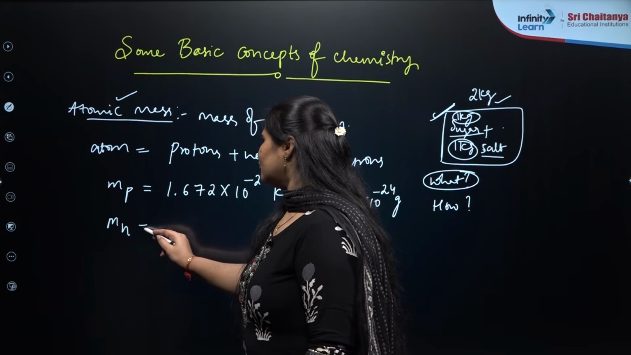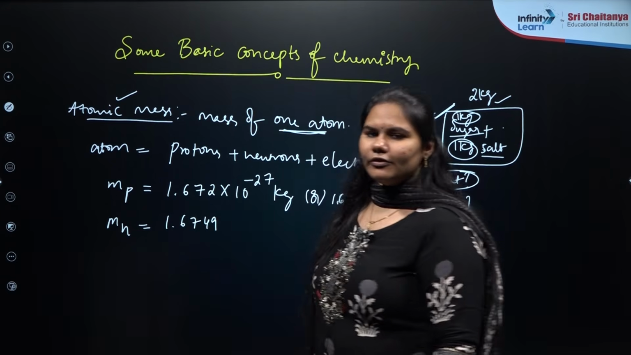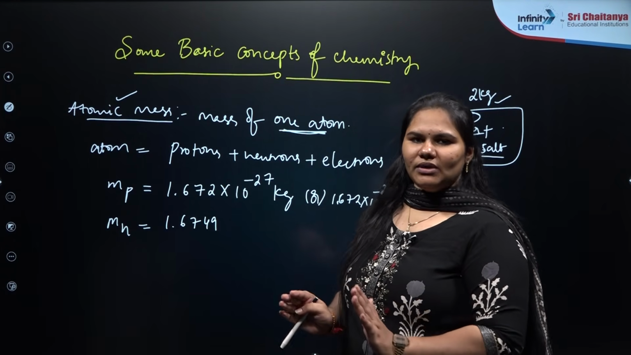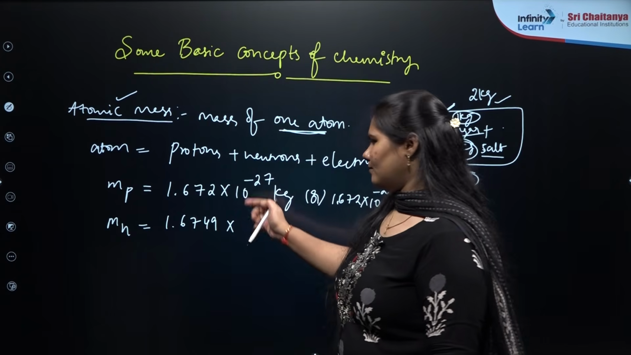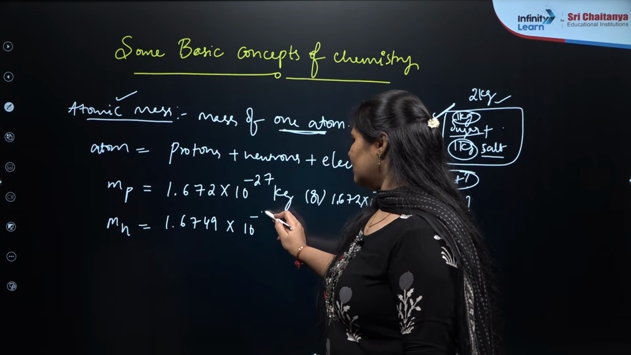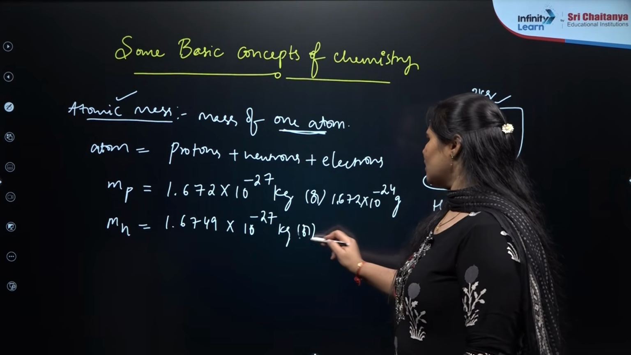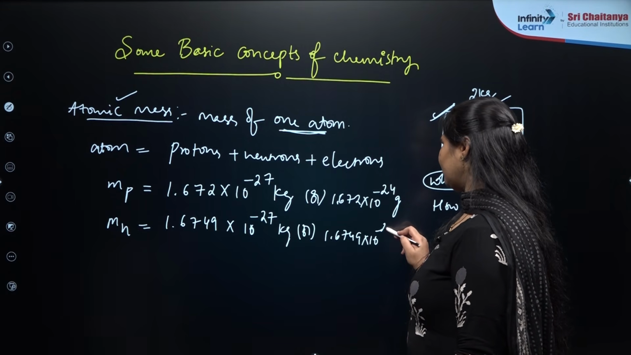Similarly, the mass of a neutron is slightly more than the mass of a proton. We usually take the masses of proton and neutron as equal, but it is not exactly equal. There is a slight difference between proton and neutron mass. The neutron mass is 1.6749 × 10^-27 kg, or we can take 1.6749 × 10^-24 grams.